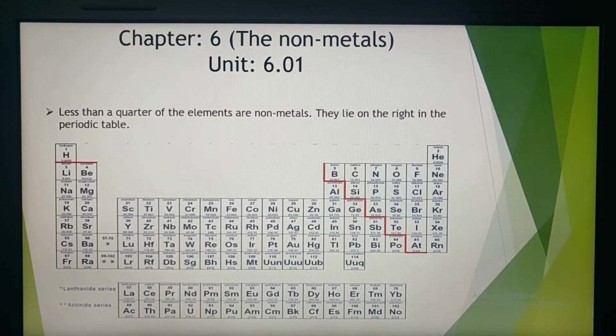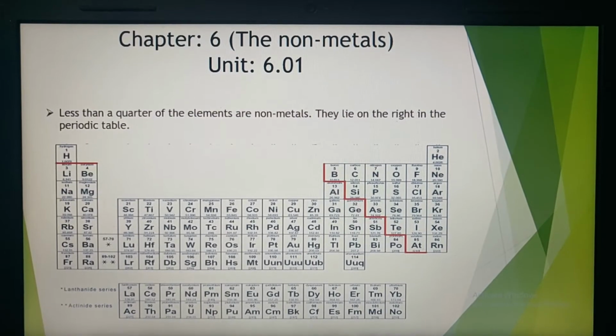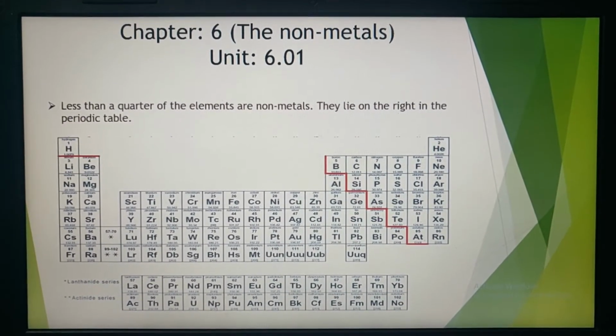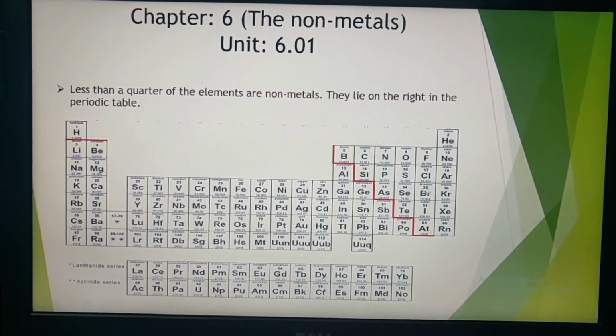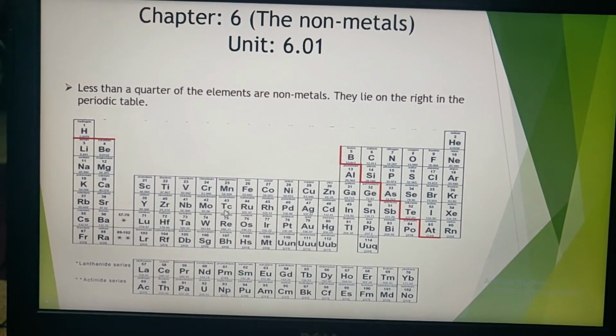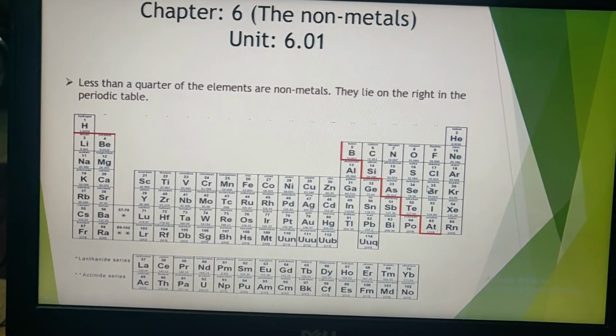So you have a periodic table over here and there is a staircase line, the red color line, which shows the non-metals on the right side. So it is dividing the metals from the non-metals. Left hand side are metals and right side are all non-metals.